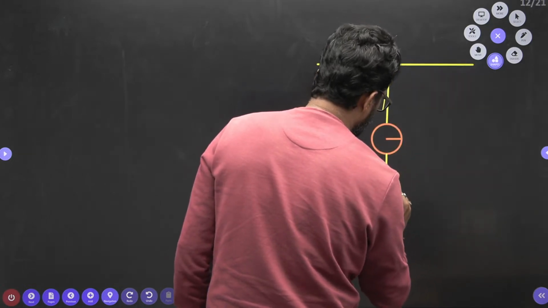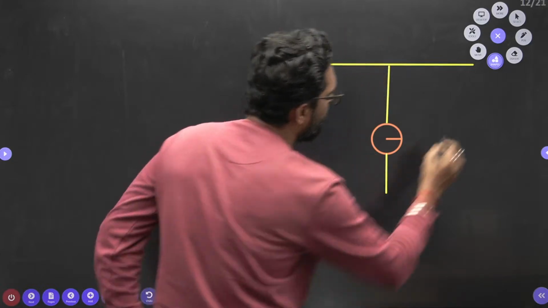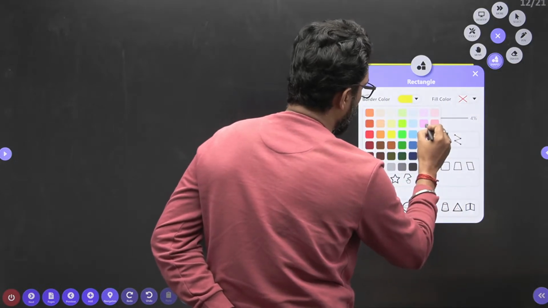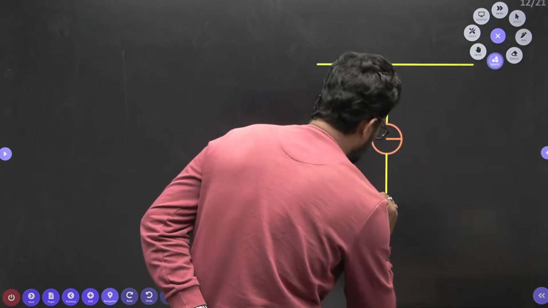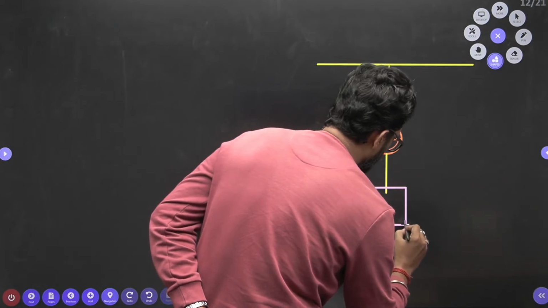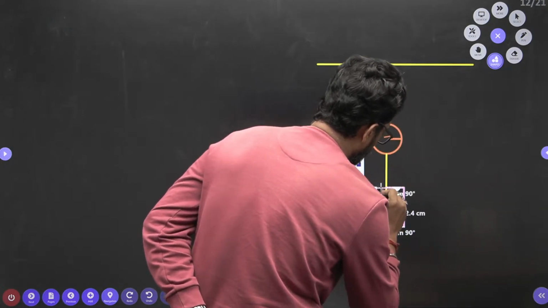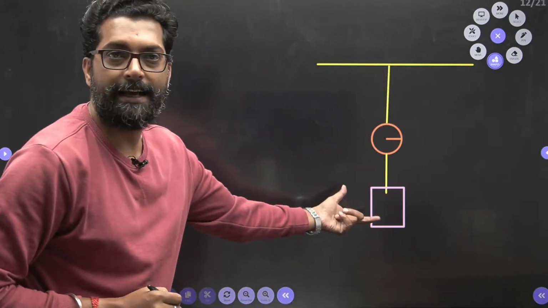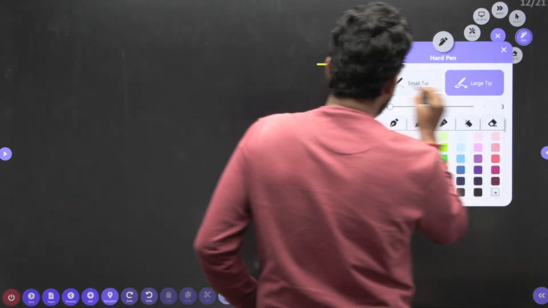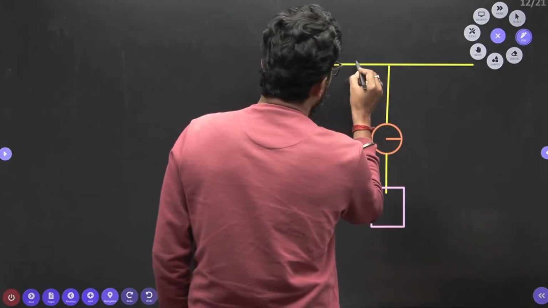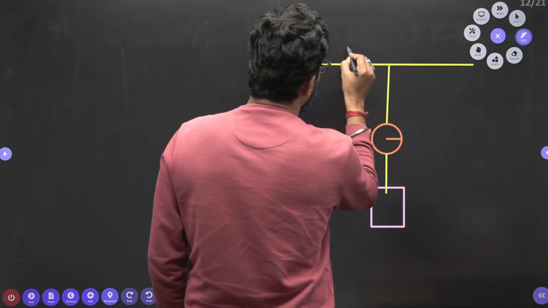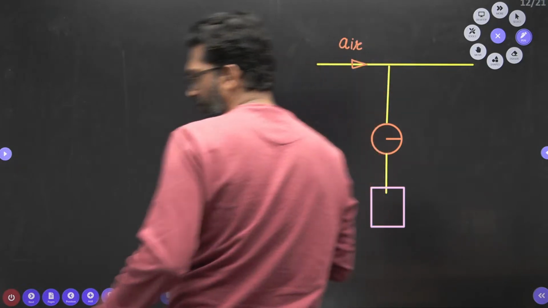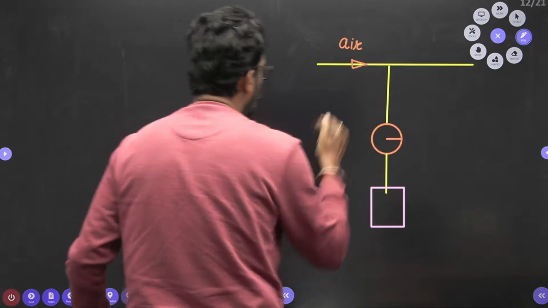And this is your connecting pipe, and at the end of it there is a tank. Clear? This is your tank. Now in the pipeline there is air. This is your air supply line.